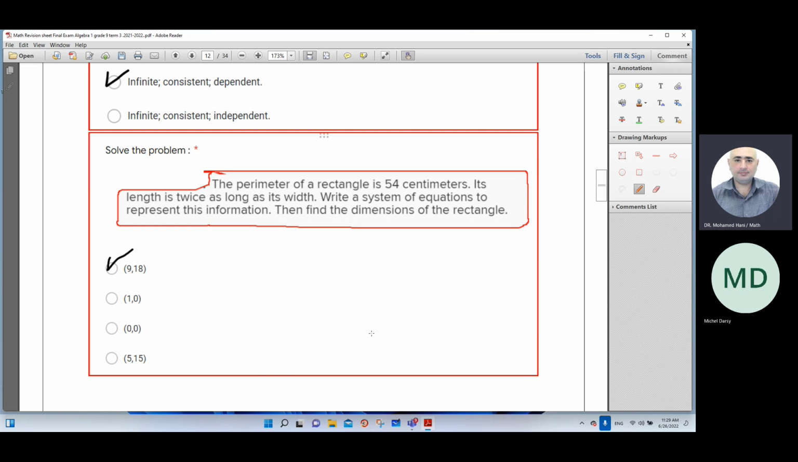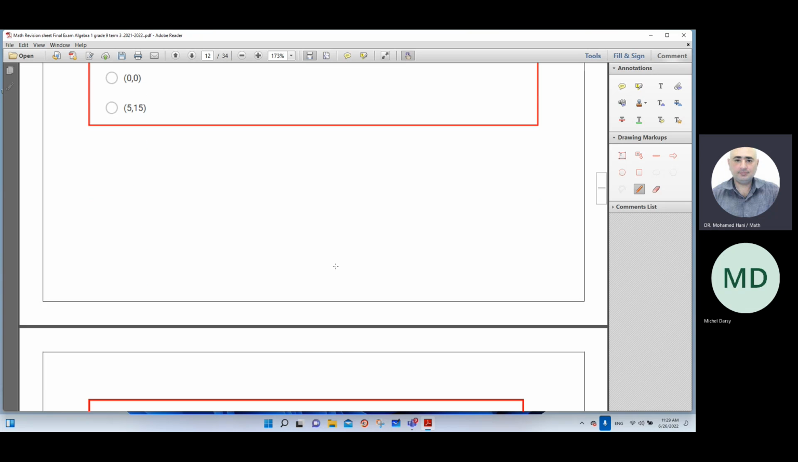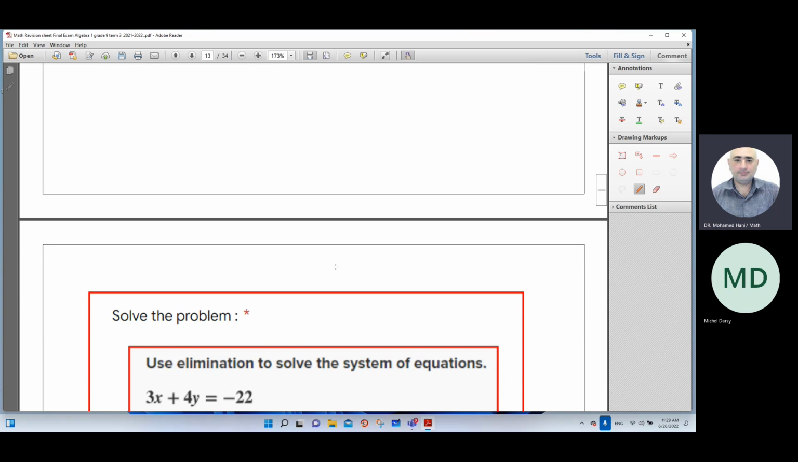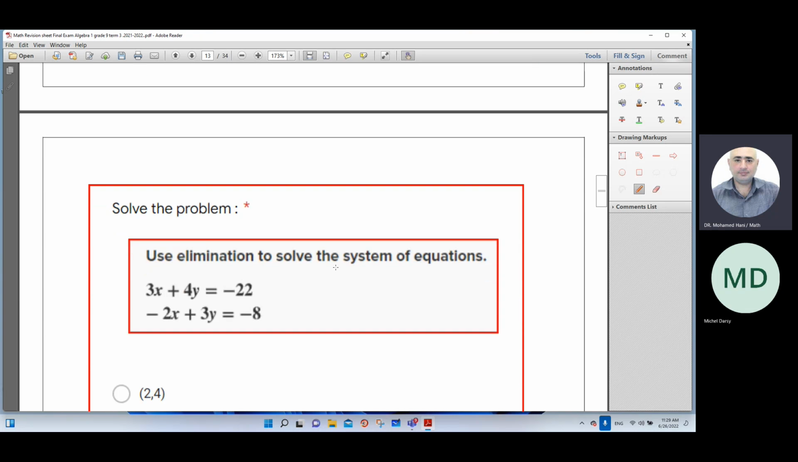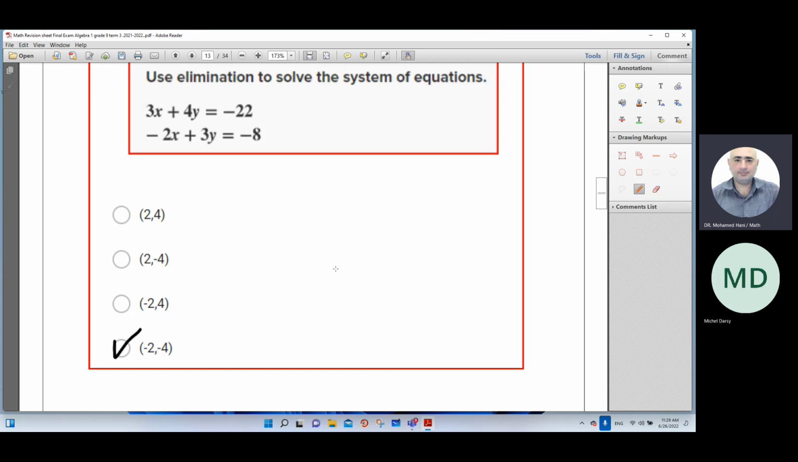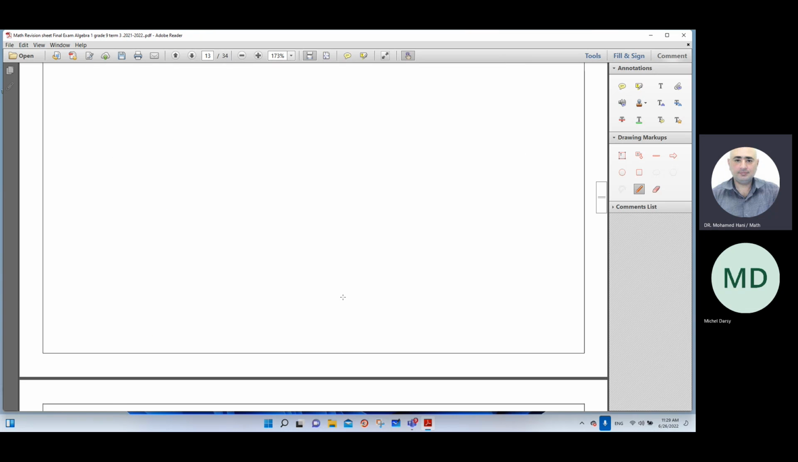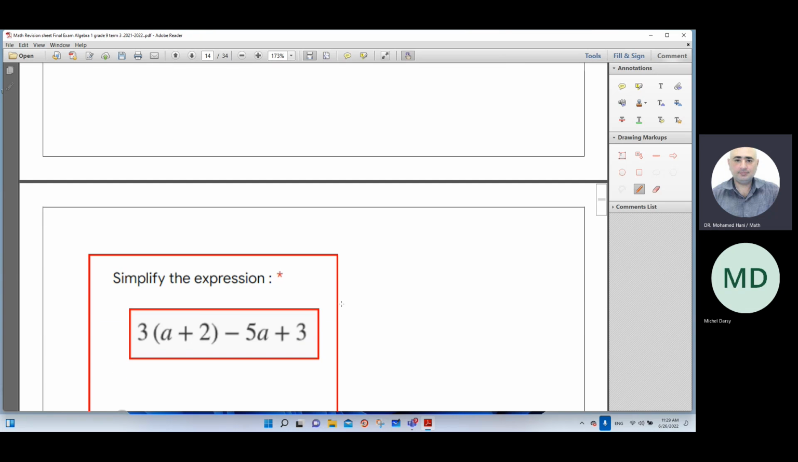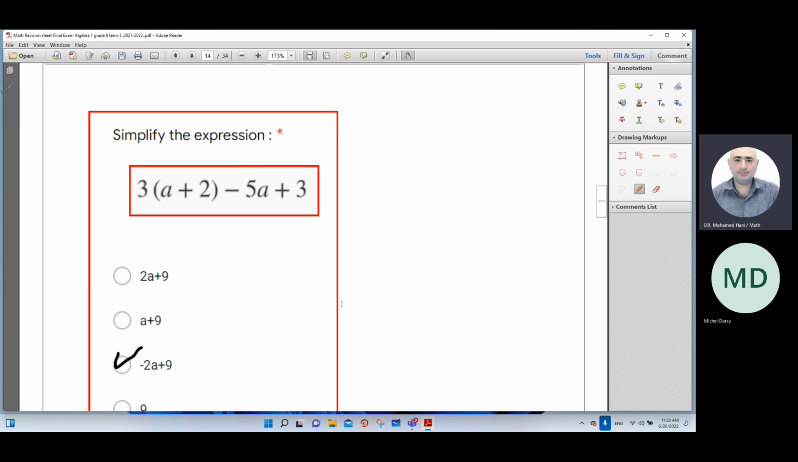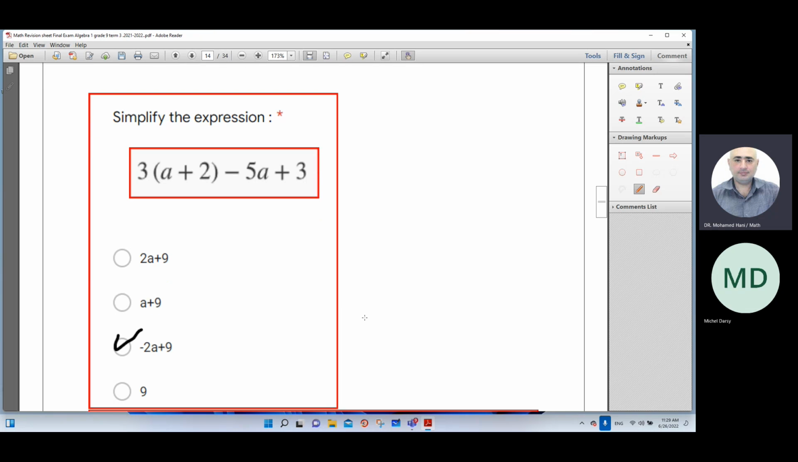And here the same idea as the previous question. And here the same idea. This question is important.